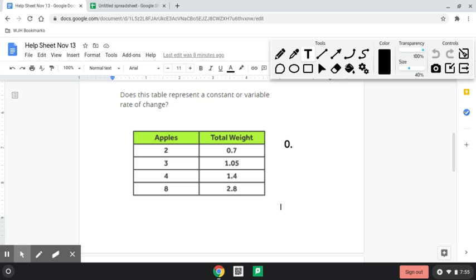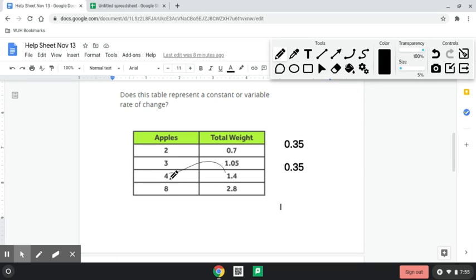So 0.35. And then we ask ourselves, okay, what is 1.05 divided by 3? And I know this one also by thinking 105 divided by 3. That is also 0.35. Now what you need to do is go and do the rest of these because I don't want to totally give you the whole answer. 1.4 divided by 4, is that 0.35?